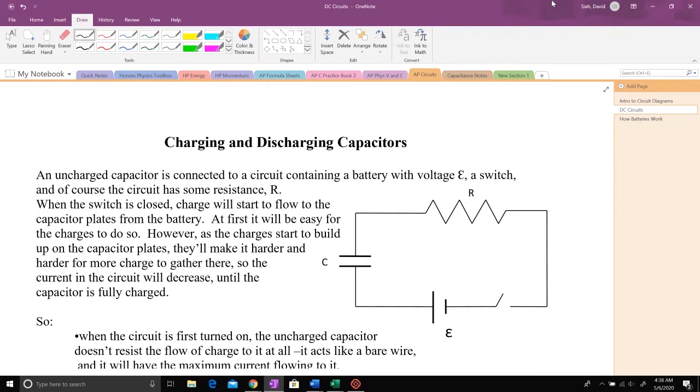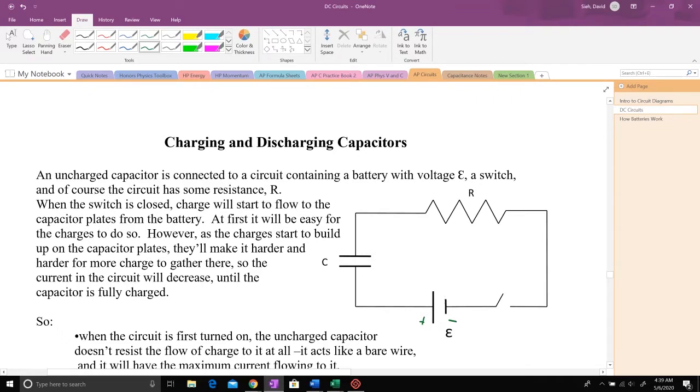I'm looking at this page in your packet, and it says charging, discharging capacitors. What I have here is a little circuit, and in this circuit we've got a battery. I've got my high V side, the long line, and my low V side, high potential, low potential, so there's a delta V across the battery. The symbol often used for the idealized voltage of a battery, ignoring internal resistance, is the EMF symbol, the electromotive force, which is a synonym for delta V.